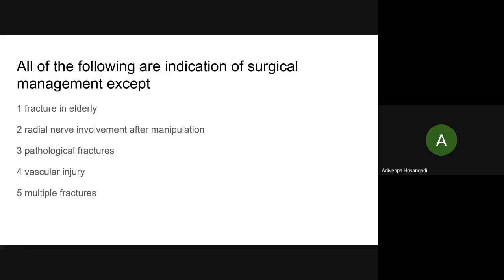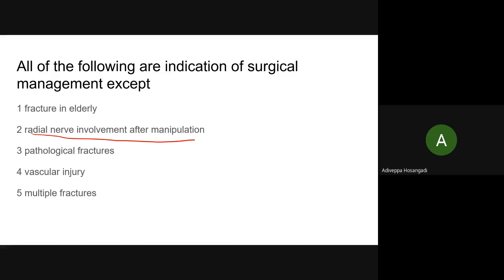In a casualty, you receive a patient with a fracture humerus. You have to examine the radial nerve. How do you examine it? Simple. You ask for dorsiflexion. There can already be a radial nerve involvement, or it can occur after you treat the fracture.